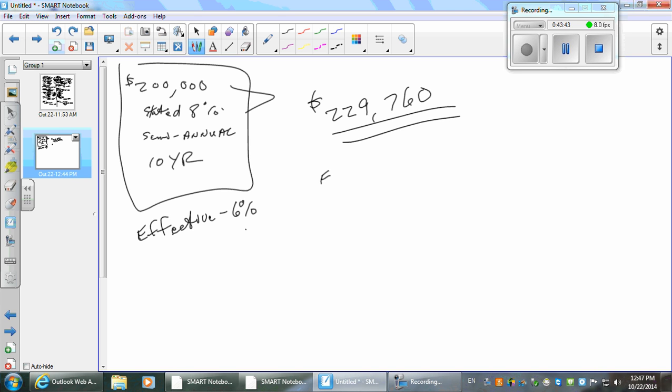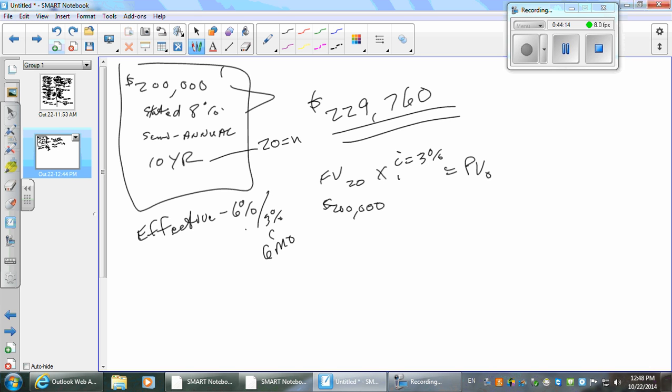What's the future value 20 periods from now, you guys? It's 20 periods, right? 10-year semi-annual is N equals 20. And what's the interest rate that we're going to discount at? 3%, right? 3% every 6 months. Everybody agree? Cut it in half. So the future value 20 periods from now is 200,000. And then we want to get its present value at time 0. So what's that going to be? Interest rate is what? 3%. Number of periods is 20.